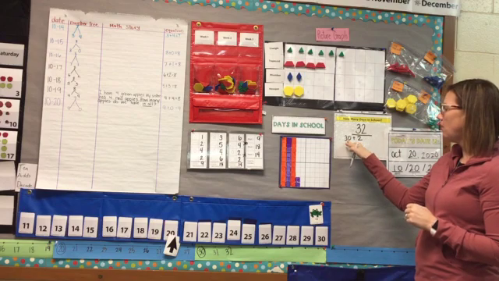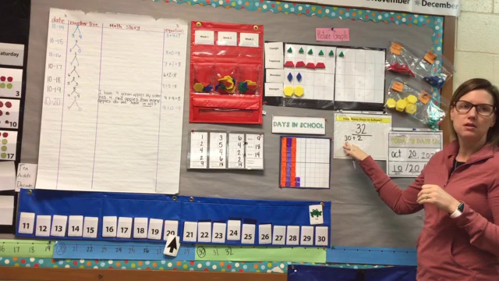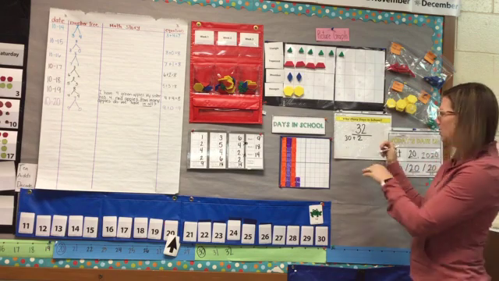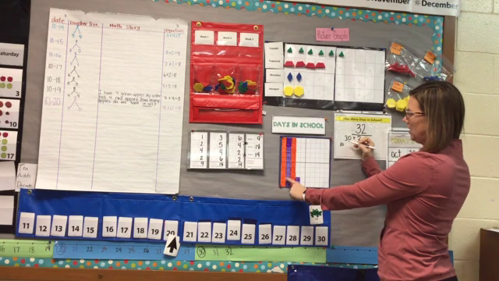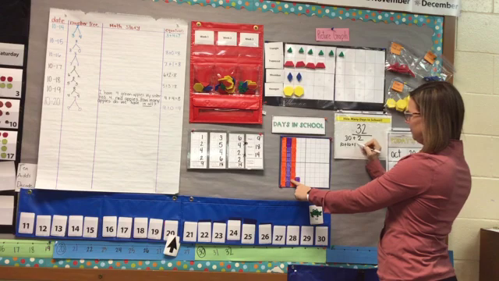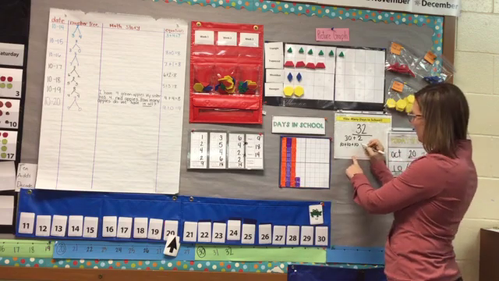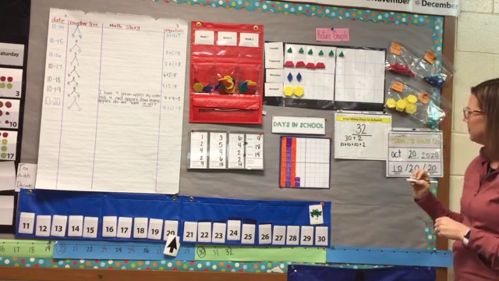But remember, we can always take apart or decompose this number 30, and we can break it down, okay? So we could do 10 plus 10 plus 10 equals 30. Then we just have to add our 2 more, okay?